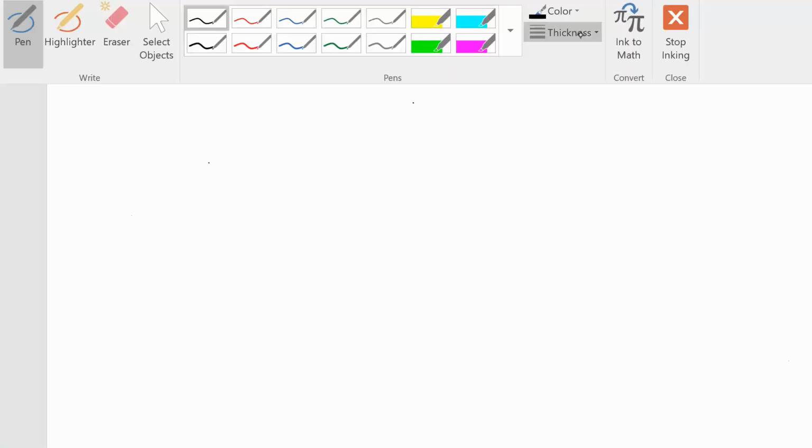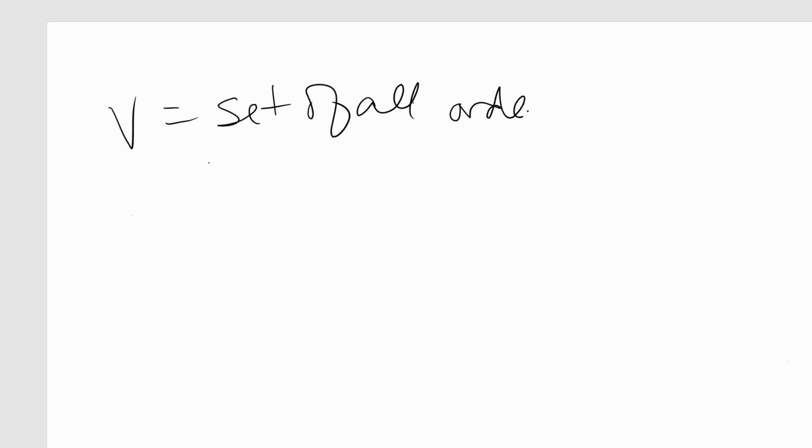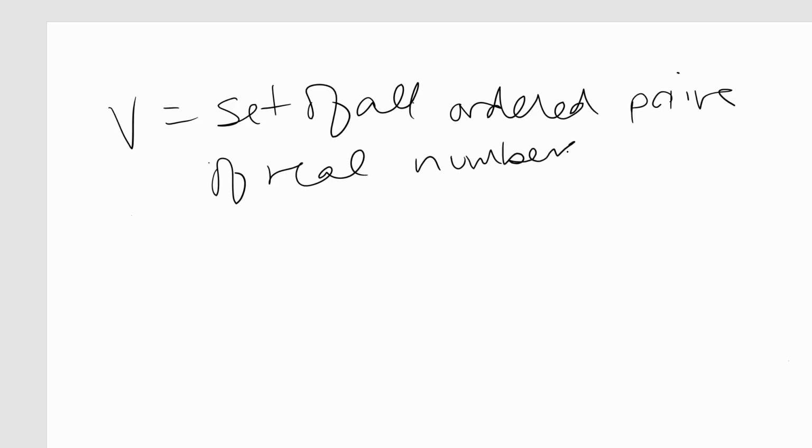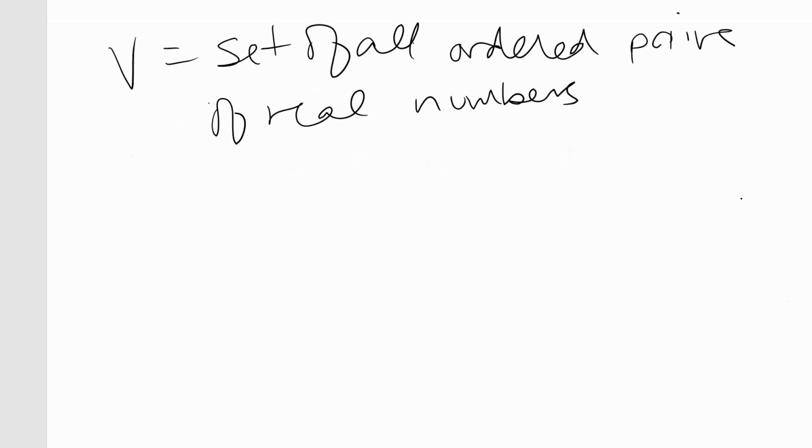So what I want to know is, is V, which I'm going to say is the set of all ordered pairs of real numbers, a vector space with standard addition and multiplication? All right, so this is going to be true, which means we need to show all 10 things are true.